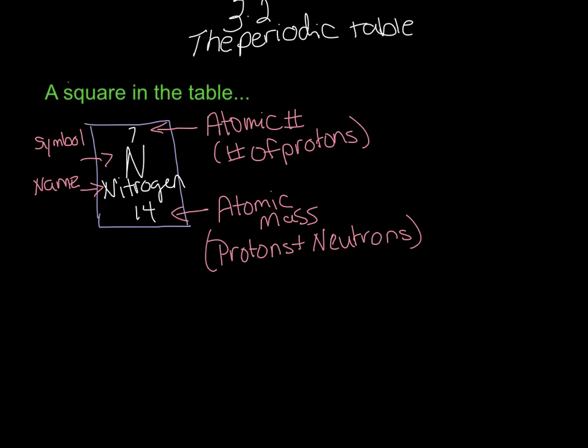Now sometimes, especially on an SOL, you might see the square set up like this because they're trying to trick you. Where they're going to put 14 up at the top and 7 down at the bottom. It's still 7. I'm going to use my lightsaber here.